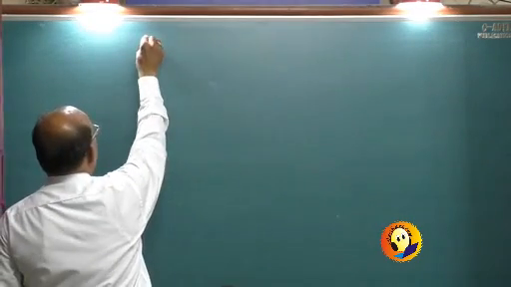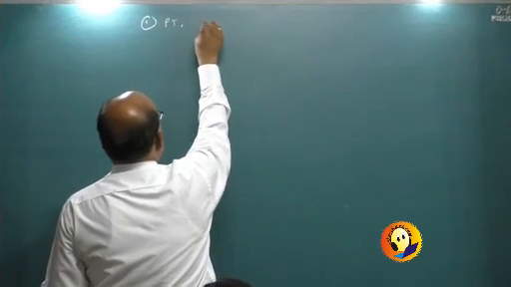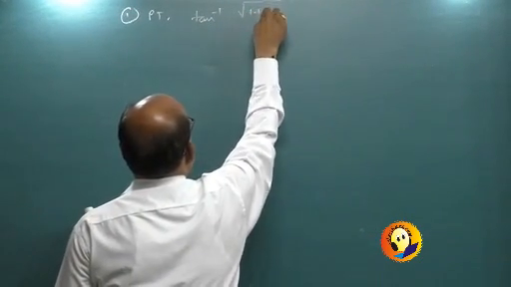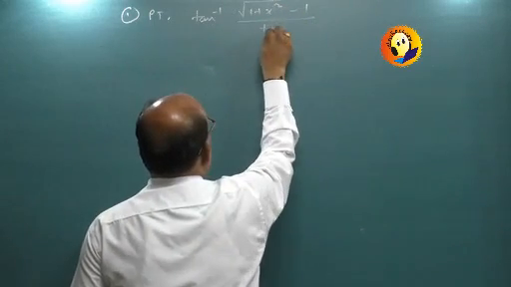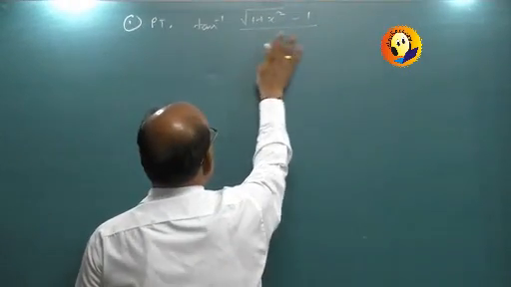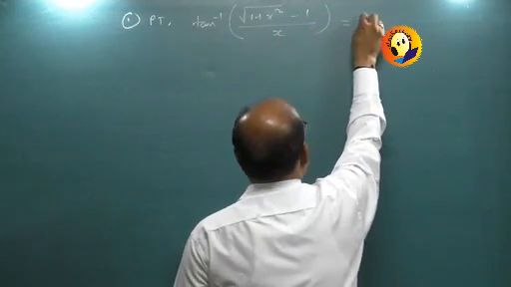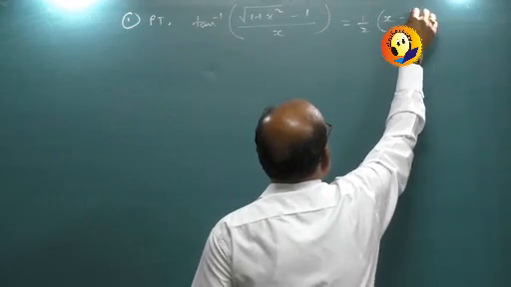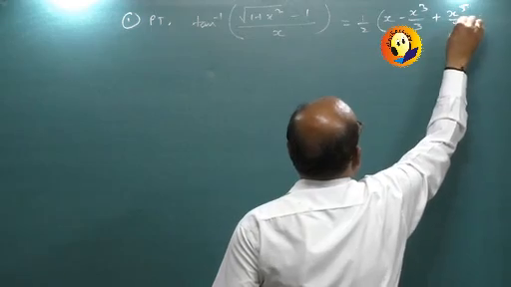Like the first one, he says, prove that tan inverse of root of 1 plus x square minus 1 upon x equal to half into bracket x minus x cube by 3 plus x raised to 5 by 5 minus etc.